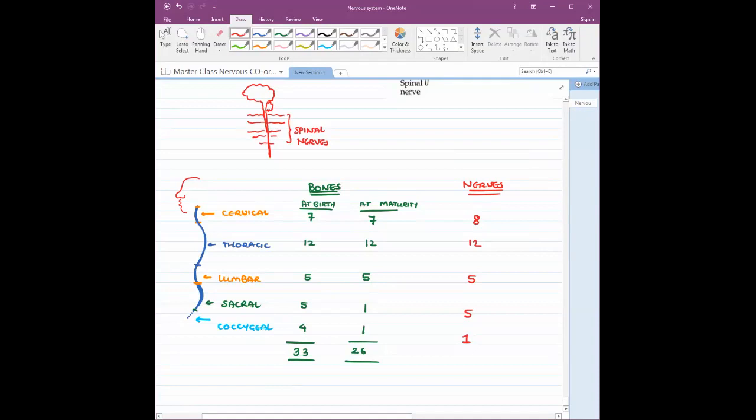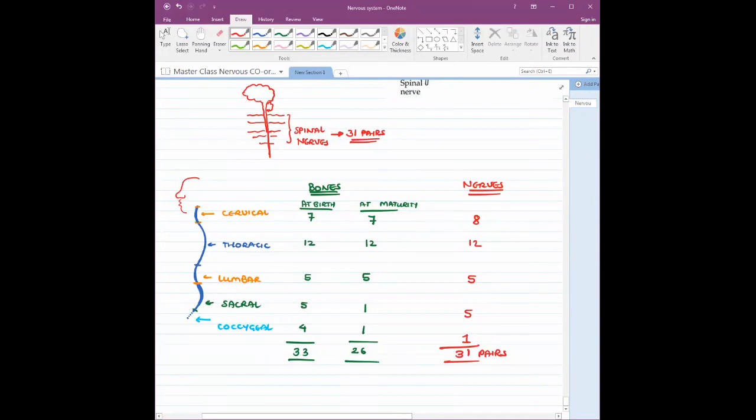Guys, when we talked about spinal nerves, how many spinal nerves did we say? We had said there were 31 pairs of spinal nerves and 12 pairs of cranial nerves. So we are going to have 31 pairs of spinal nerves coming from the spinal cord.